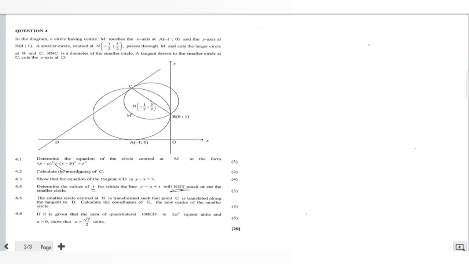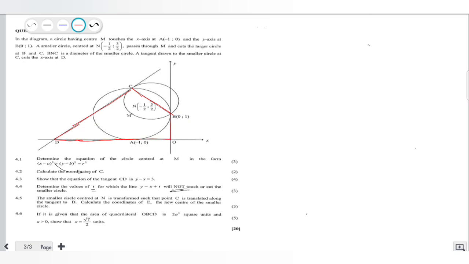Okay, let's see. It is given that the area of quadrilateral OBCD, let me use another color, OBCD. Did you see that quadrilateral? That is this one, OBCD. This quadrilateral, yes, this quadrilateral OBCD, and the area is given as 2a square units, and a is a positive number. Show that a is square root of 7 divided by 2 units.